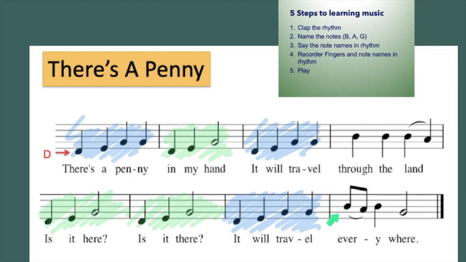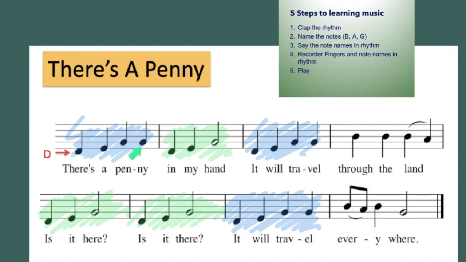Something different. B, A, B, G. B, A, B, G. Try it. Ready, go. B, A, B, G. All right, so we named the notes. Now you'll notice I didn't write them in because I want our brain to keep remembering that we can figure it out just by looking at the lines and spaces rather than looking at a letter that's written next to the note. So we sort of did step 3 right there.